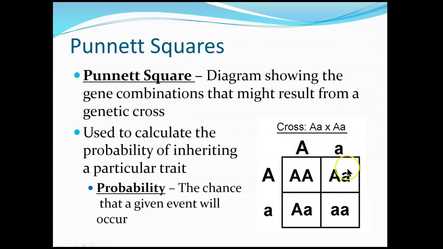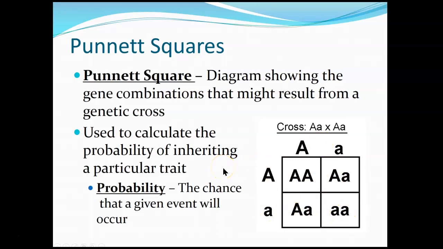Here we have lowercase a, lowercase a, lowercase a, lowercase a. When genotypes are written, it's always written capital letter first. Now going across, we have capital A, capital A, capital A, capital A, lowercase a, lowercase a, lowercase a, lowercase a. So that's how you fill in the boxes.